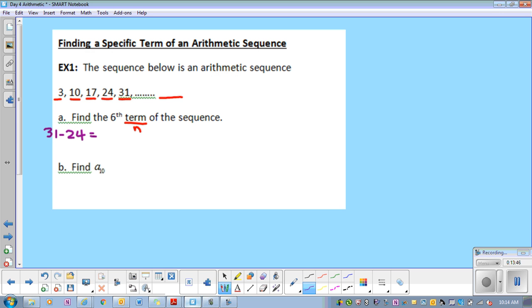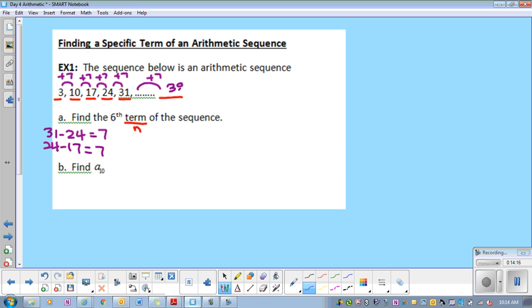38. No, 31 minus 24 is 7. And then what's 24 minus 17? 7. So we know that this has to be adding 7 each time. And you're right, Tom. I just wanted to slow it down a little bit, okay? So if you want to find the 6th number in line, then what's 31 plus 7?